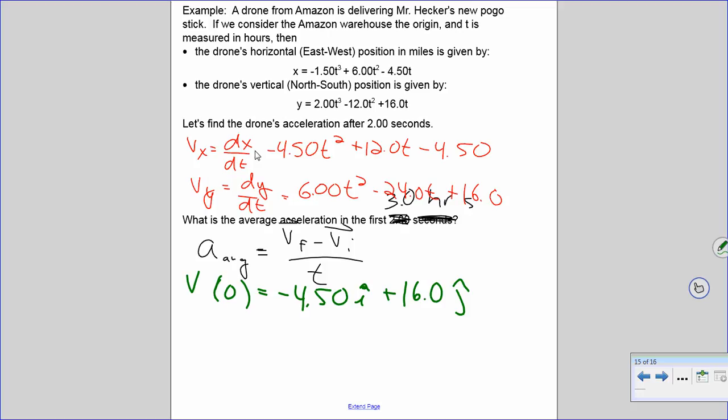What do I do? Plug in 3 for my time. So my velocity after 3 hours is going to be, well, let's see, 3 squared is 9 times 4.5. I'm going to grab a calculator. So 9 times 4.5. Why don't I do the whole thing at once? So I'm just putting in 3 for this. So plus 36 minus 4.5. So I got negative 9.